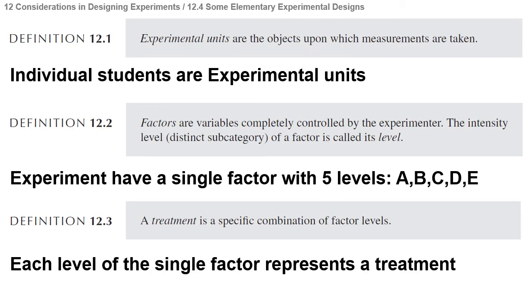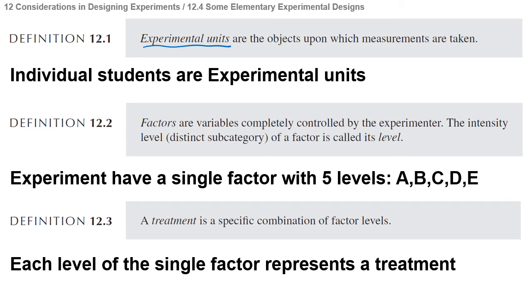Let's look at the definitions related to experimental design. Definition 12.1: experimental units are the objects upon which measurements are taken. So in the previous example, individual students are experimental units.